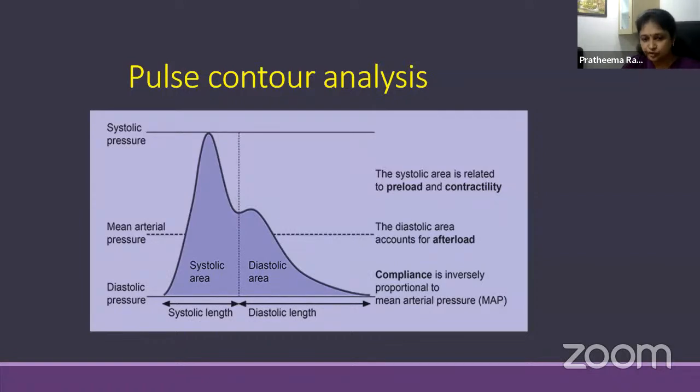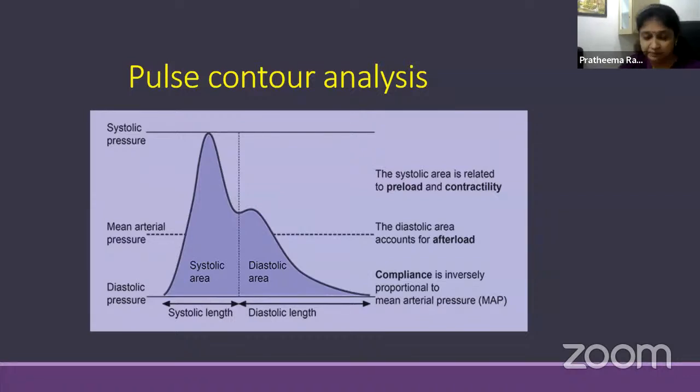It should be proportional. Or if you give so much volume and there is only little increase in pressure, then that is also not going to help us. So we need to know the mean arterial pressure. So this is a pulse contour analysis, and this is what all the monitors will look into and give a calculation.